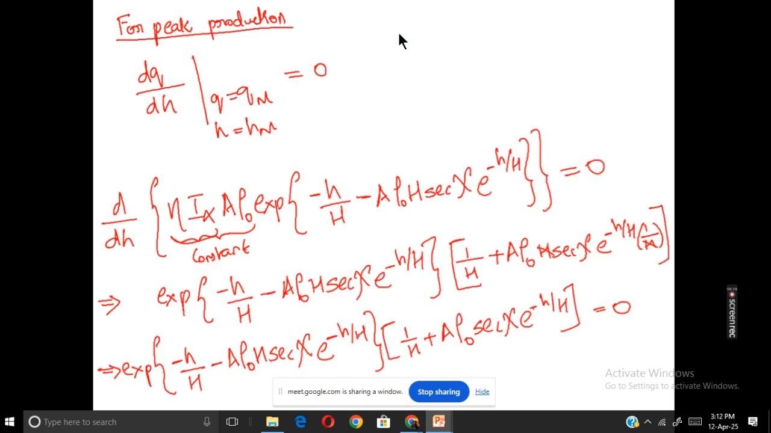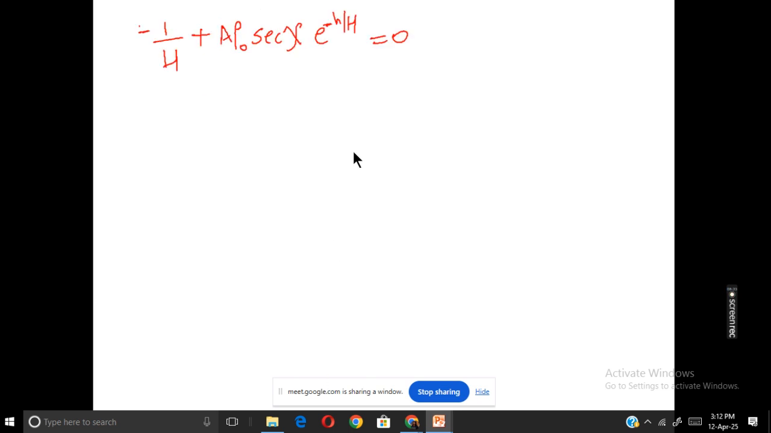So the equation we can write is 1/h minus (1/h) a ρ0 c χ e^(−h/H) is equal to 0. That is, the second term is equated to 0, since the exponential term cannot be 0. So we can write it like this. We are considering the height at which the peak production is occurring, so h will be hm.